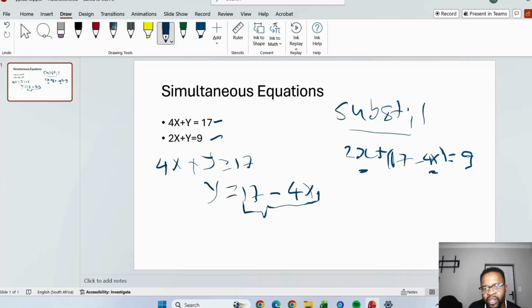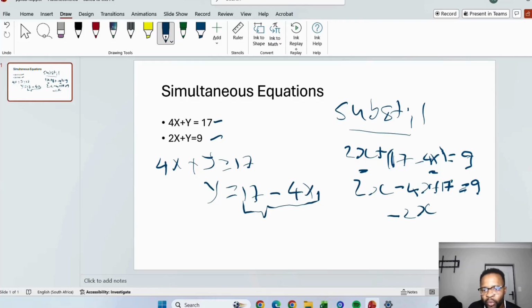This type of equation is now in the format of our traditional equation, because we don't have x and y here, we only have x. So x terms can be added. Let's go into it. 2x minus 4x plus 17, we're just organizing it basically now, equals 9. And then 2x minus 4x, we've got minus 2x, plus 17 equals 9.